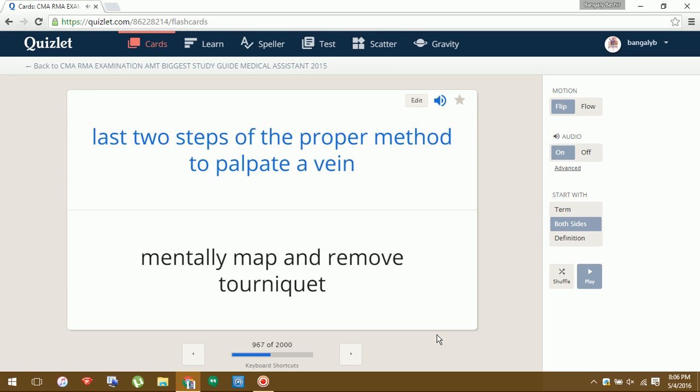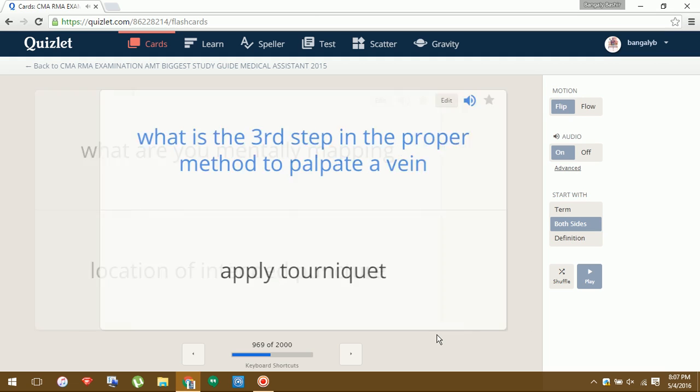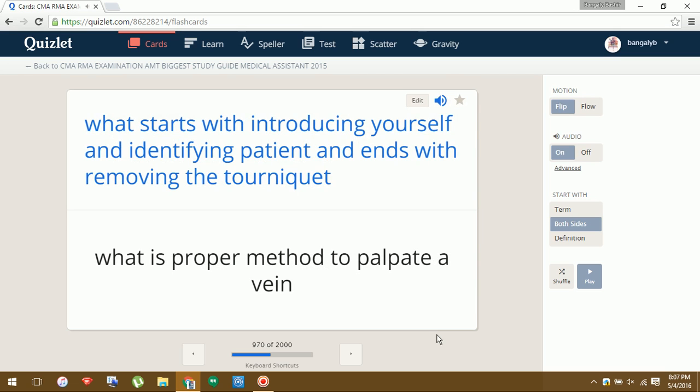Last 2 steps of the proper method to palpate a vein. Mentally map and remove tourniquet. What are you mentally mapping? Location of intended puncture. What is the 3rd step in the proper method to palpate a vein? Apply tourniquet. What starts with introducing yourself and identifying patient and ends with removing the tourniquet? What is proper method to palpate a vein?